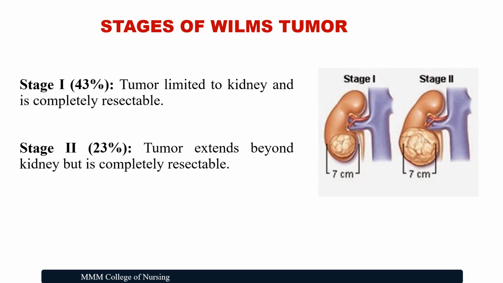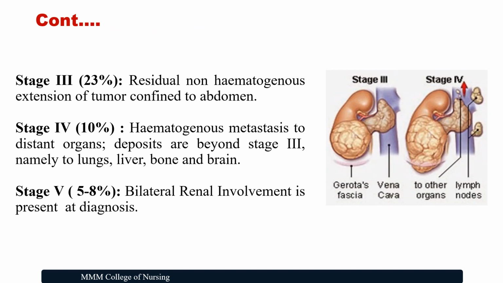Stages of Wilms tumor. There are 5 stages. First stage, it occurs mostly, 43 percent. The tumor is limited to the kidney and is completely resectable. Stage 2 occurs in about 23 percent. The tumor extends beyond the kidney, but it is also completely resectable. Moving on to stage 3, 23 percent occurrence. Residual non-hematogenous extension of tumor confined to the abdomen.